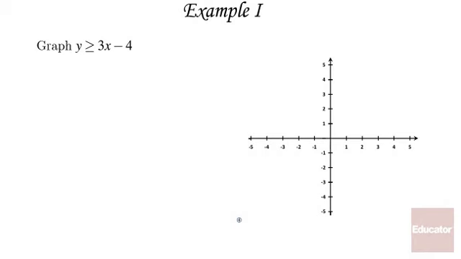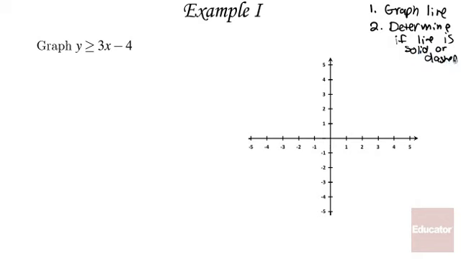Putting this all together, you need to first graph the line that forms the boundary of the two half planes. You need to determine if the line is solid or dashed, and then you need to use a test point to figure out which half plane contains the solutions. Okay, graph y is greater than or equal to 3x minus 4. I'm going to first graph the line by finding the equation, which is y equals 3x minus 4.